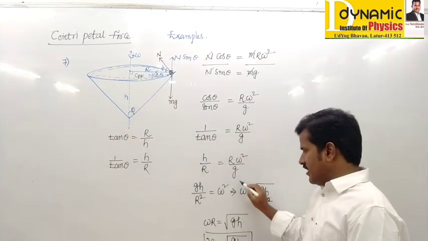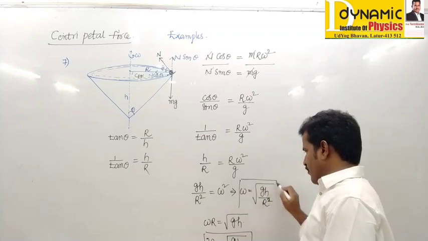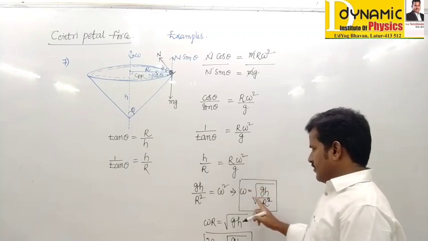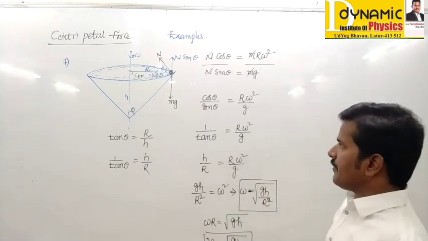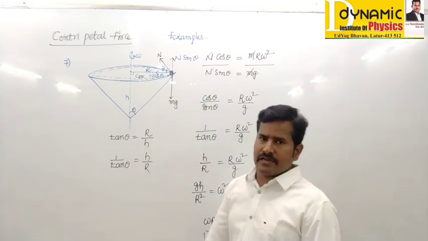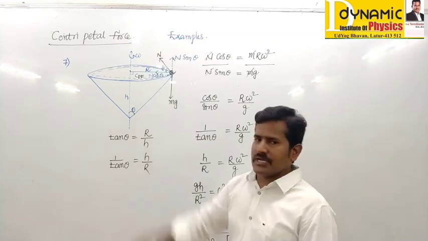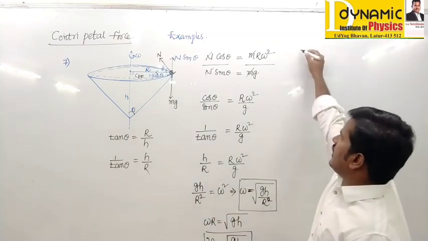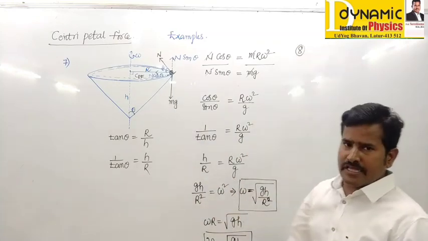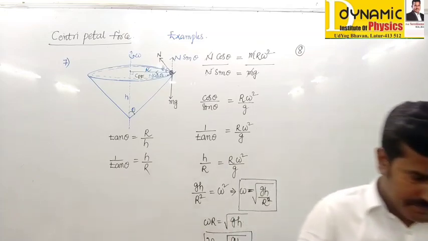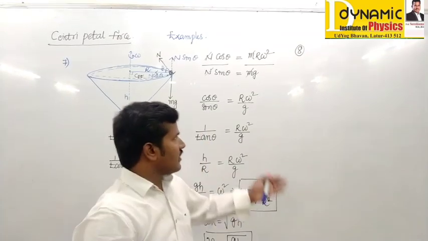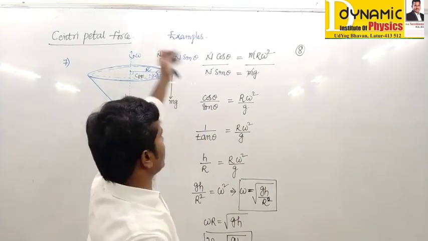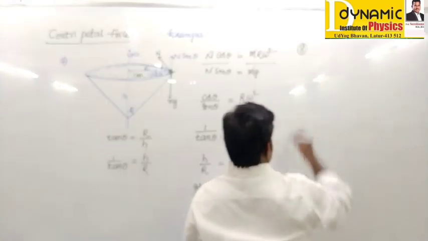What is the angular speed? This is written as omega equals under root of gh upon r square. This is the cone, and using the cone, this is the condition. And another relation, another example of centripetal force.